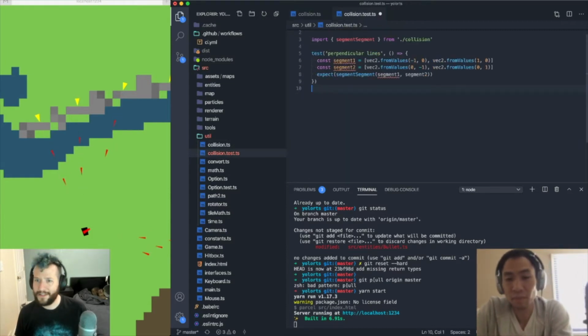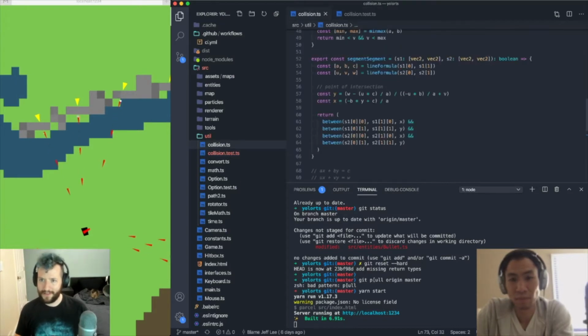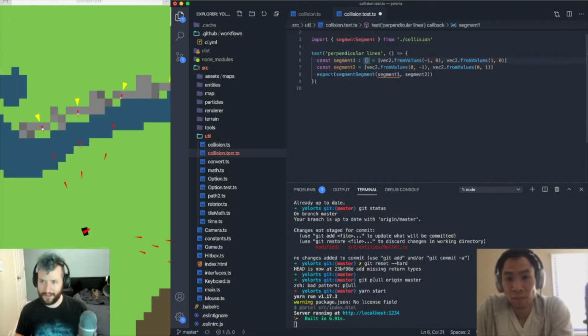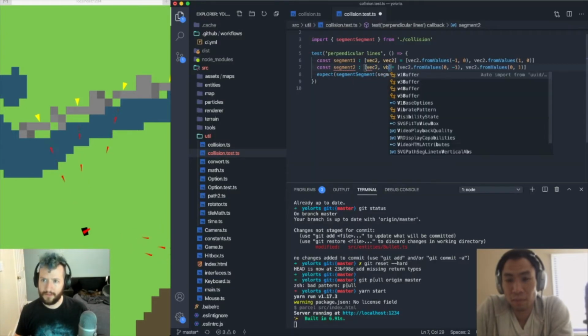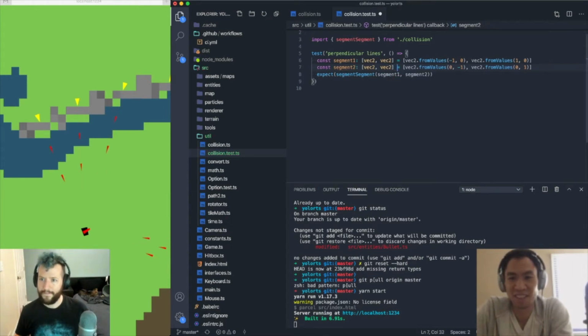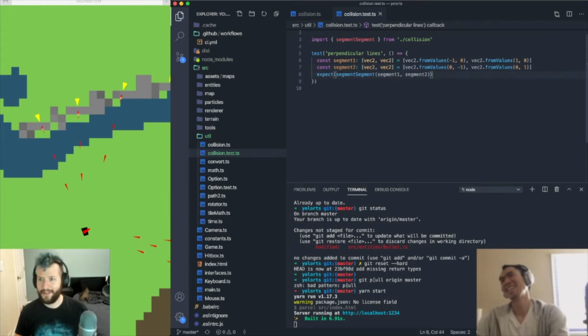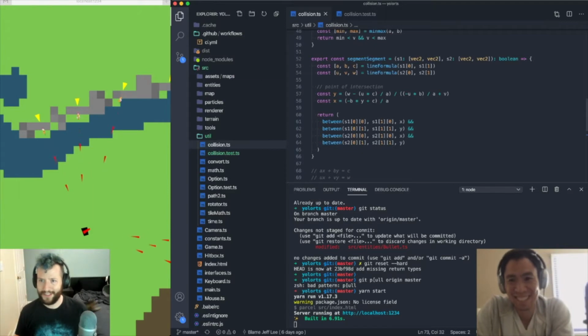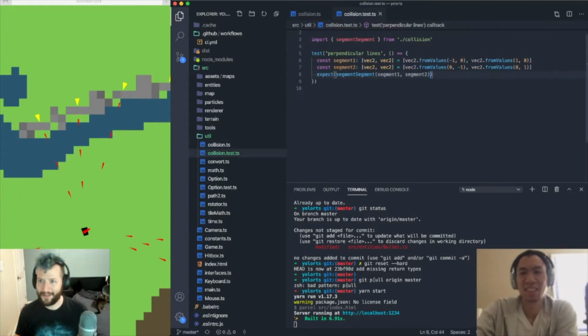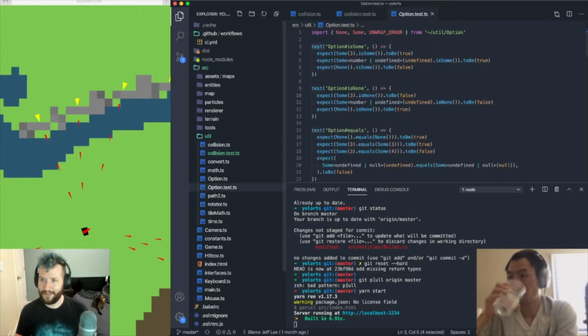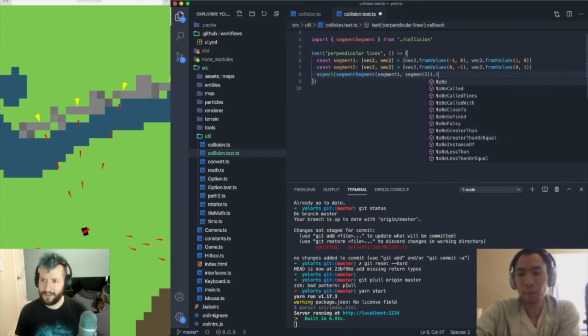Okay, so why? Oh, it's because this is actually expected to be a vec2, vec2, not just an arbitrary tuple. Since we specified it as a tuple, yeah. That's okay. And then our expectation is to be true.